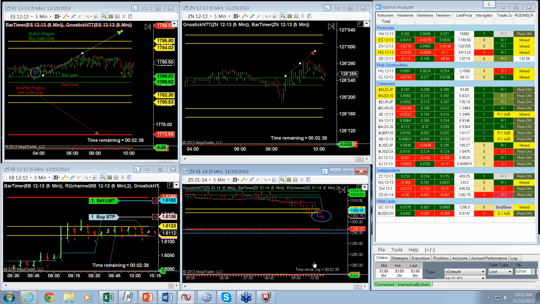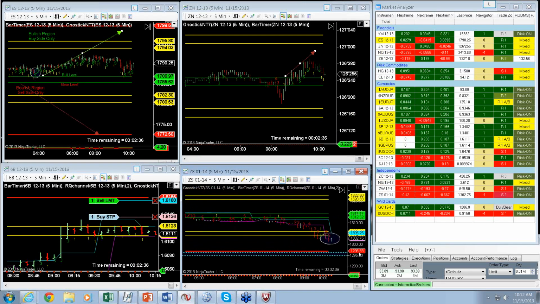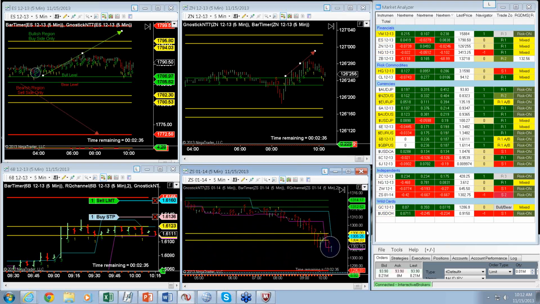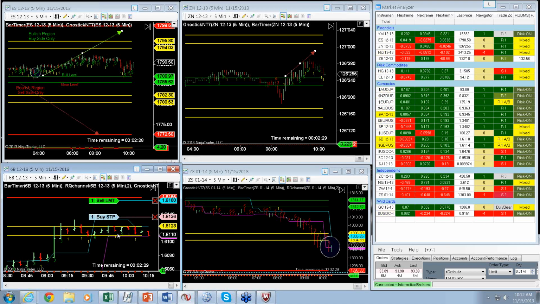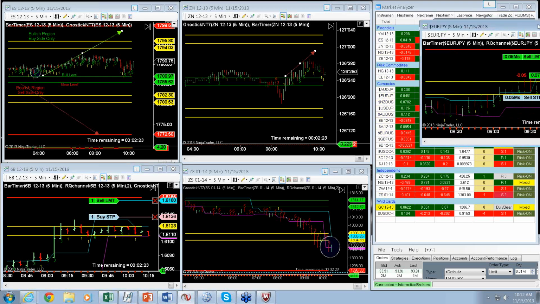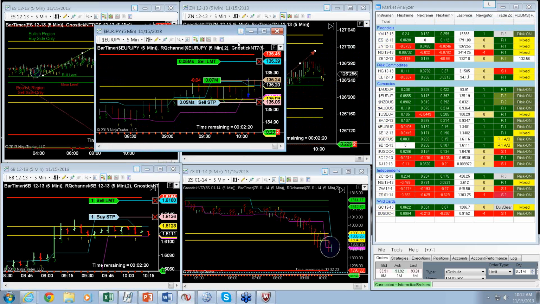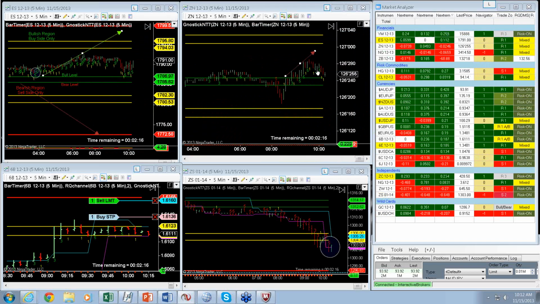Here we go, guys. There it is. I'm still watching for the 6B. That's really stuck in the middle. The euro yen, I have fallen behind by about 5 pips. It's all right. And we're holding in right here.